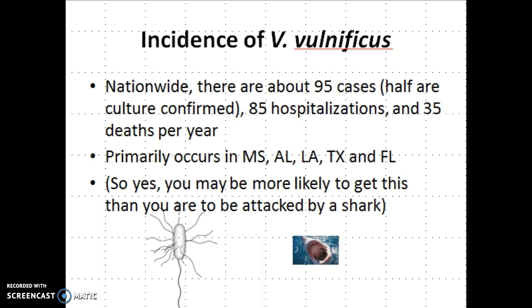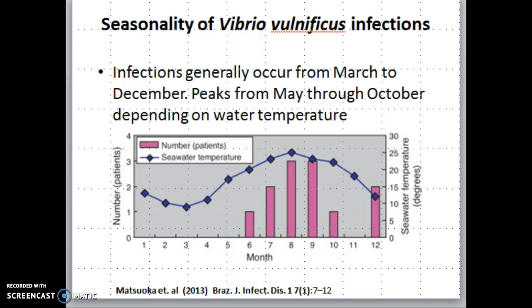So statistically, this is a gruesome illness to get, and you are more likely to get it than to be eaten by a shark. So I would worry more about eating raw oysters than shark attack if I were vacationing in Florida in the warm summer months. There is a seasonality to Vibrio vulnificus infections.